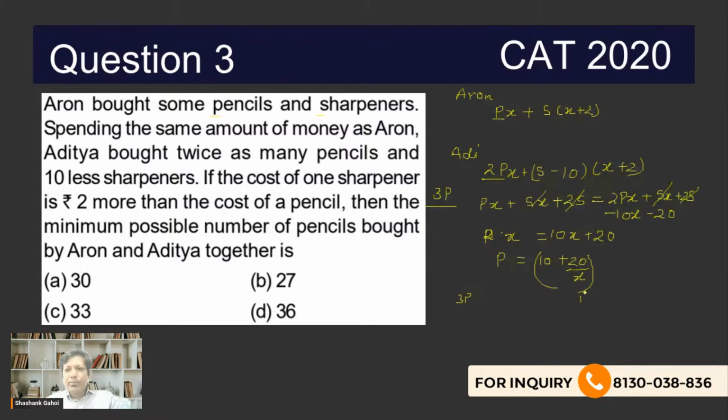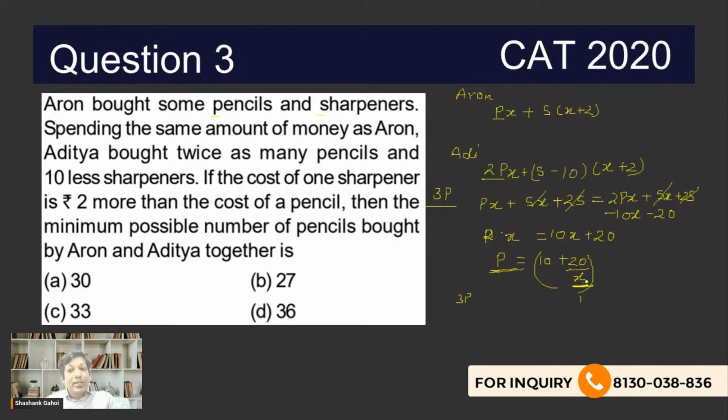Let's put x equal to 2. So this is going to be 10 plus 10, 20, 20 into 3, 60. Not possible. Let's put 4. If I put this value as 4, then what am I going to get? I'm going to get 5. So values are increasing. Basically, if the value of x is maximum, the number of pencils will be minimum.